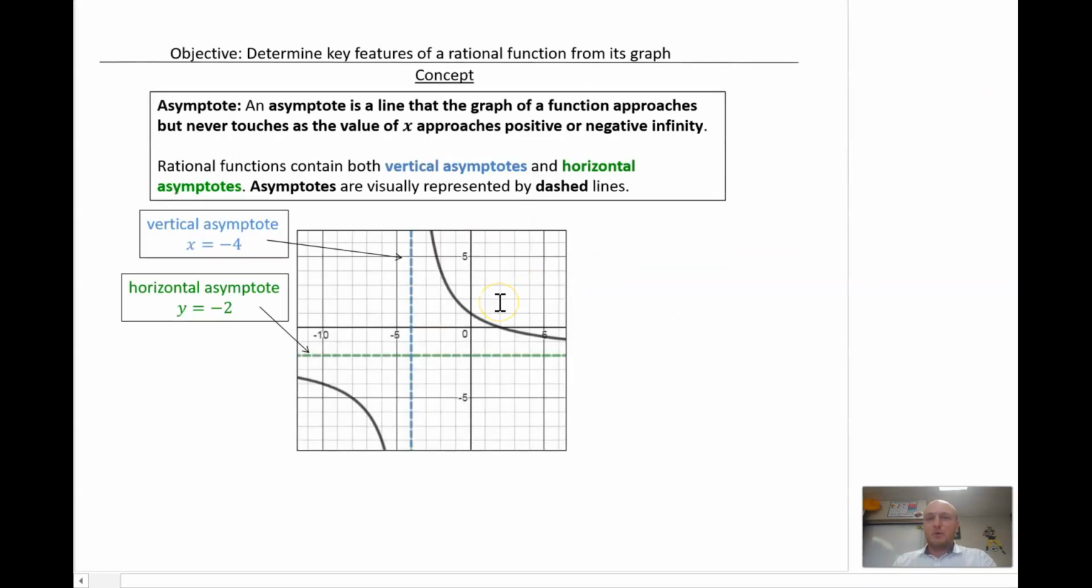The other thing I want to talk about with rational functions is asymptotes. Again, that word asymptote. Can you say that? You can say asymptote if you prefer that, but I'll be saying asymptote. And an asymptote is a line that the graph of a function approaches. It gets really close to it, but it will never touch it.